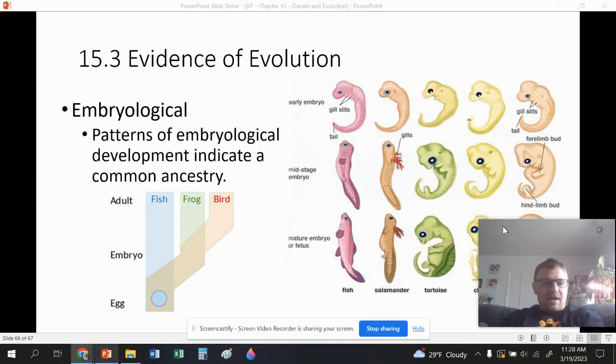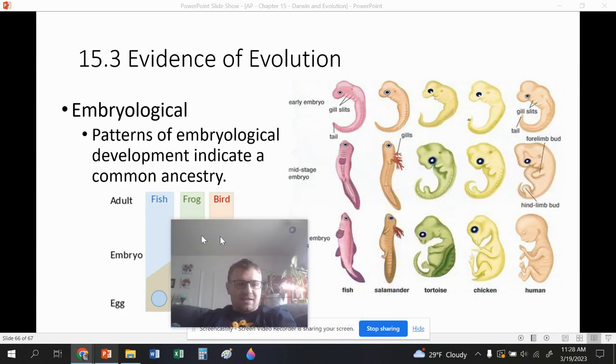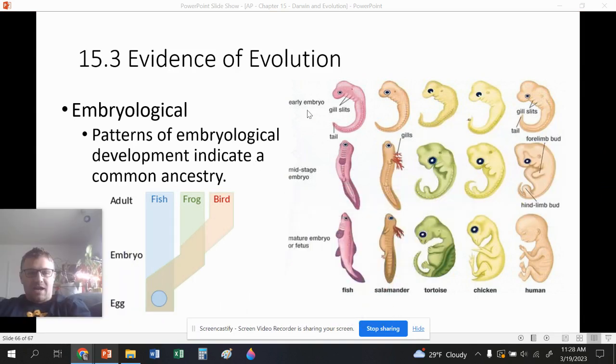Our last piece of evidence is embryological evidence, and this is how the development of the embryo, I don't say evolves, but kind of develops differently in the womb. But we can see similarities between each one of these organisms. You can see the fish, salamander, tortoise, chicken, and human, how closely related we are because of how close our embryological development is.